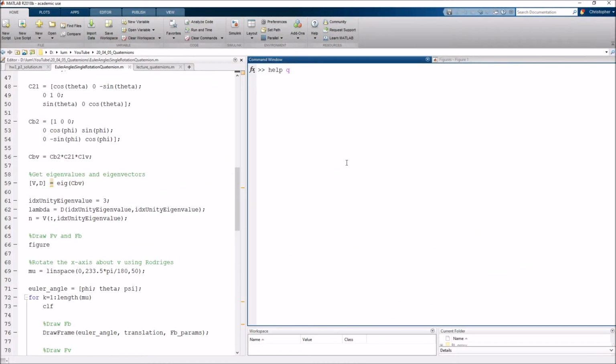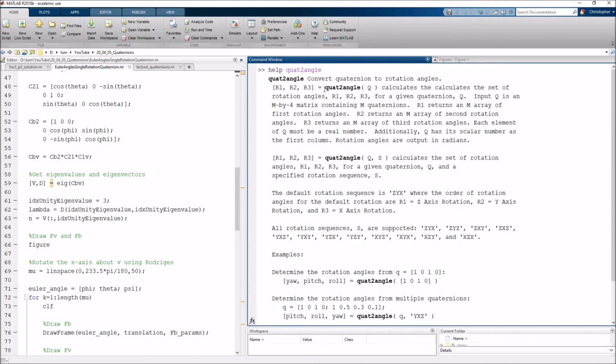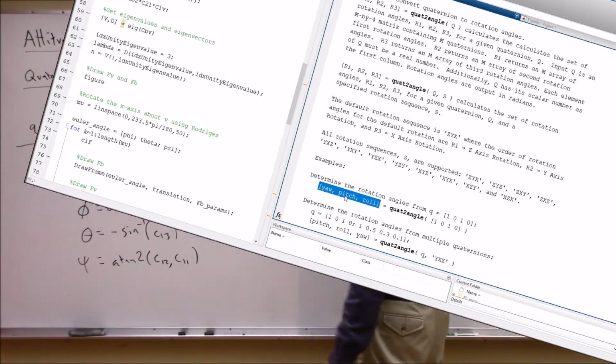All right, so let's do the same thing and say help quat to angle. And again, this is similar to what we saw earlier, but if you pass in a quaternion Q to quat to angle, it's going to give you the three rotations, R1, R2, R3. Again, using the default understanding of the ZYX rotation, the only difference now being that R1, R2, R3 are rotations about the ZYX axes respectively. So in other words, it's going to return to you three numbers. The first number is going to be the yaw angle, the second is going to be the pitch angle, and the third angle is going to be the roll angle. So in other words, it's going to return the Euler angles in the order of psi, theta, phi.